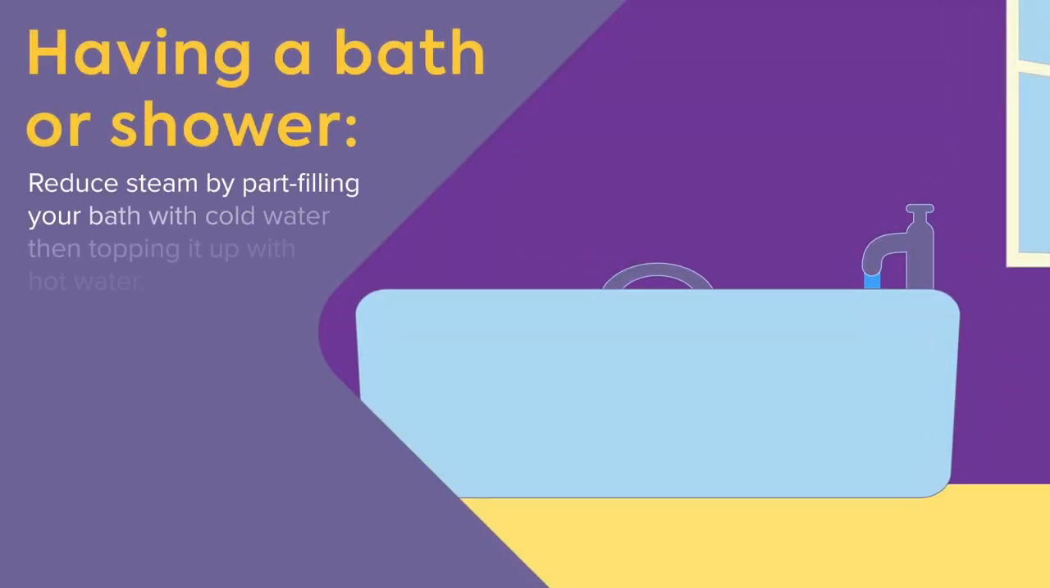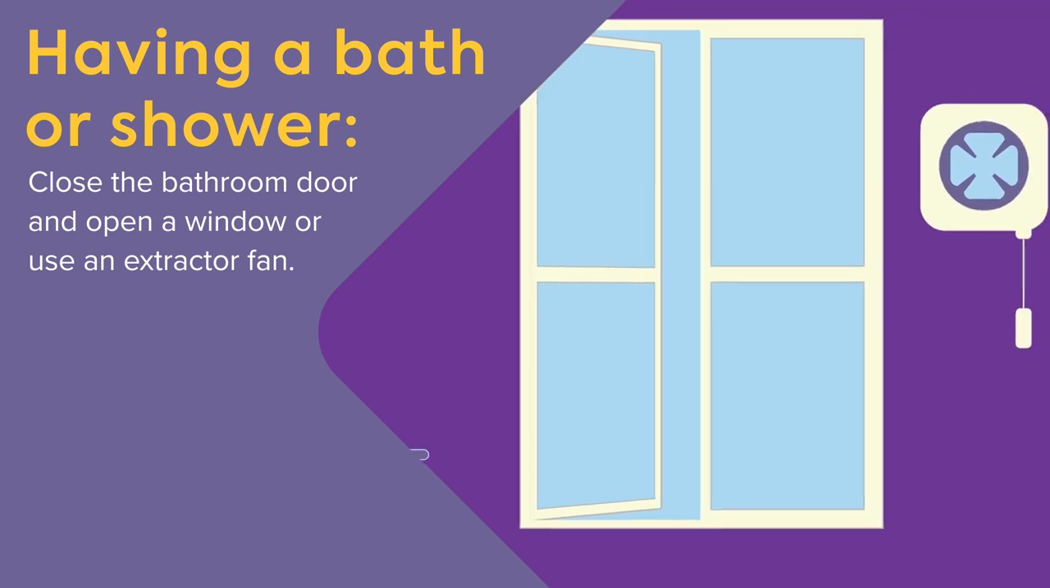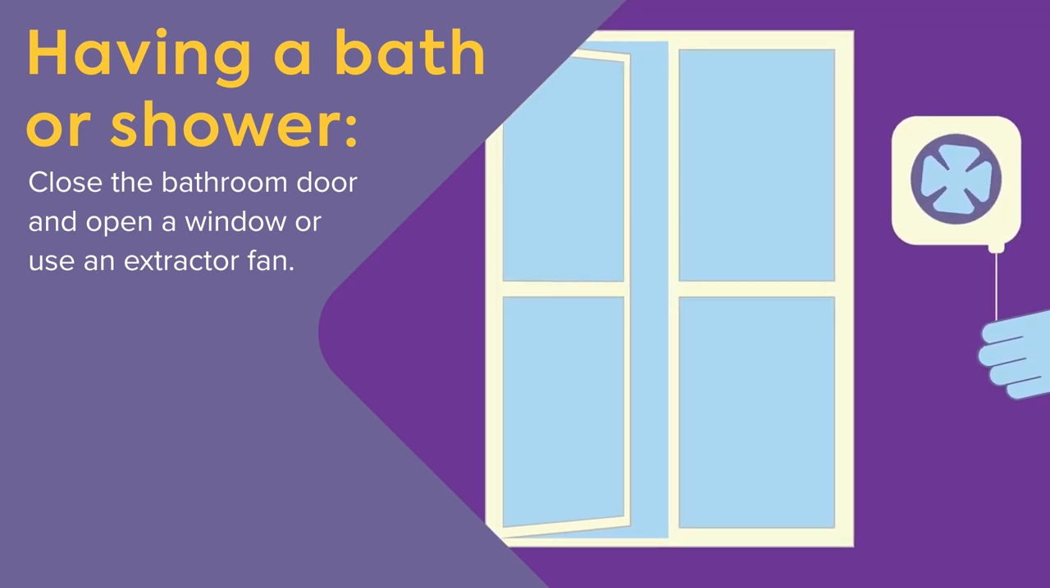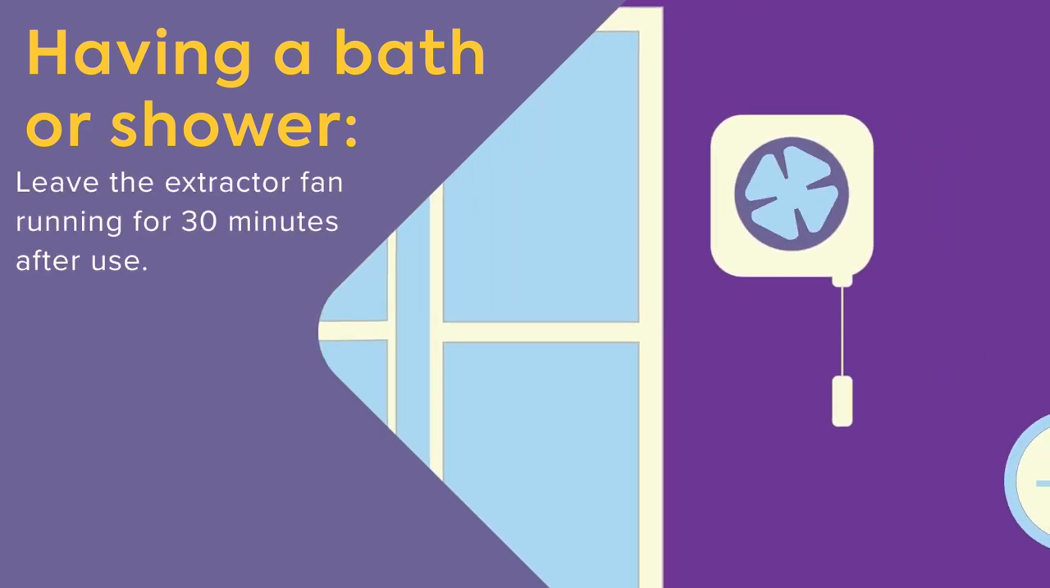Having a bath or shower. Reduce steam by part filling your bath with cold water, then topping it up with hot water. Close the bathroom door and open a window, or use an extractor fan. Leave the extractor fan running for 30 minutes after use.